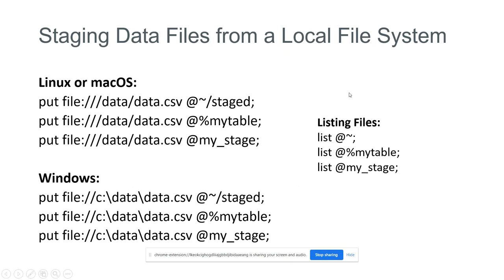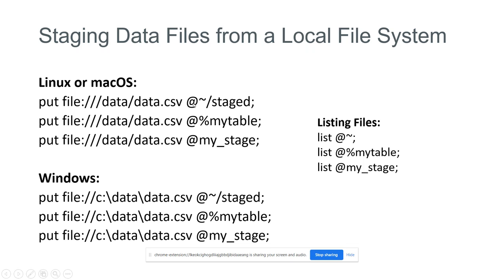Suppose how can we copy the files from our Windows machine or Unix machine or Mac OS to the Snowflake internal staging area? Suppose I am using Linux or Mac OS. How can we copy the files from our desktop to the Snowflake staging area? This is the command: put file, colon, two slashes, and the path of that file in the Linux server or Mac OS server. So here the root directory, data.csv. I want to copy this file to.